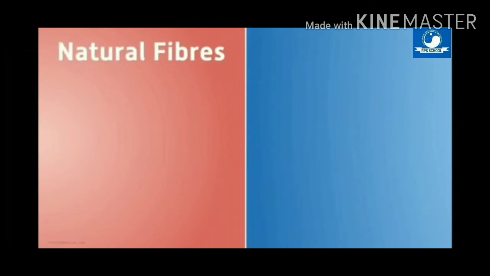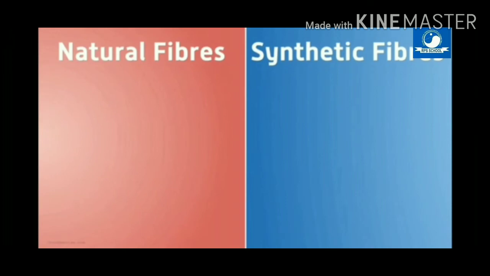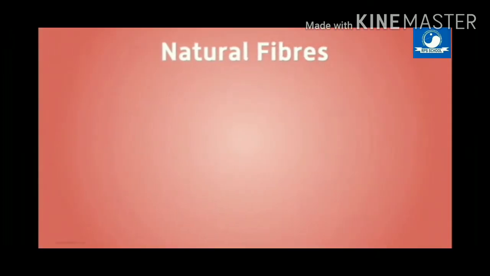For our simplicity, we have divided fibers into two major categories. One category is natural fibers and the second category is synthetic fibers. Natural fibers, as the name says, are obtained from natural sources. So, what could the sources be? The sources would be both plants and animals.